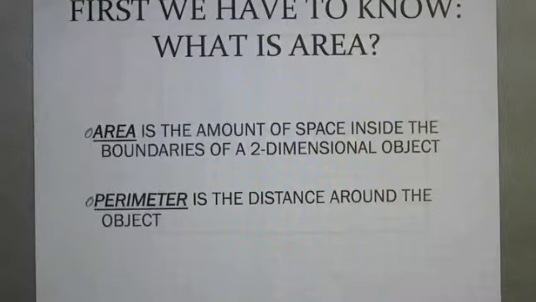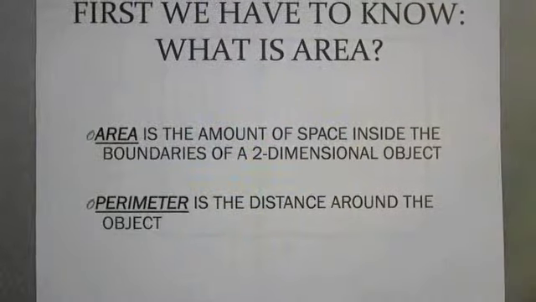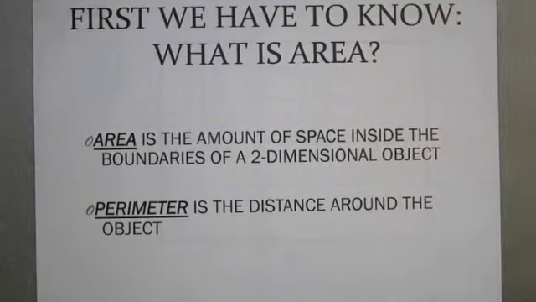All right, so we're talking about area, and first we got to figure out what area is. Area is the amount of space inside the boundaries of a two-dimensional object. Perimeter is the distance around the object. So sometimes people get those two mixed up. So make sure you remember that area is on the inside and the perimeter is the distance around on the outside.